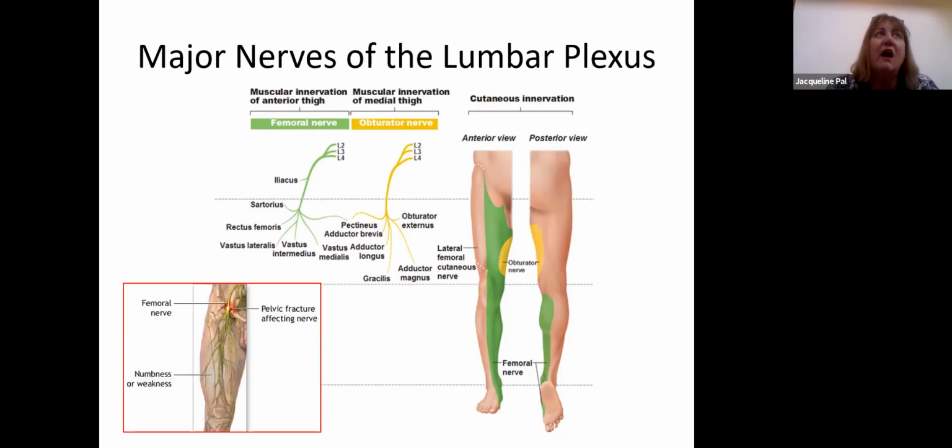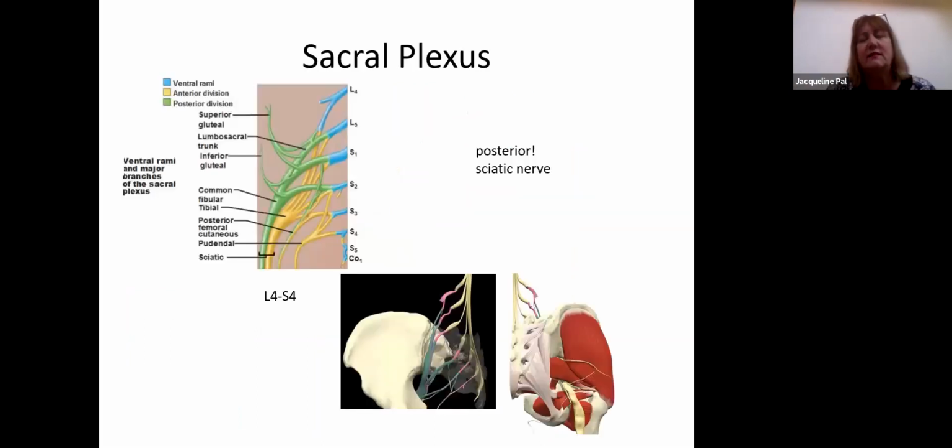So how do you injure these? Sometimes pelvic fractures can affect the femoral nerve. The obturator nerve is really hard to injure because it goes through that huge foramen and there really isn't anything significant. So you really would have to have a massive fracture of the pubis in order to injure that.